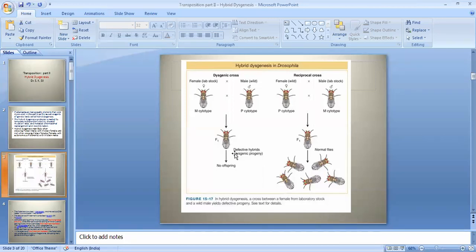Along with these, people may find some other mutations also, phenotypic mutations. Now let's explain what these M cytotype and P cytotype are, when the female will be P cytotype, and when the male will be P cytotype or M cytotype. Now let's look into that.